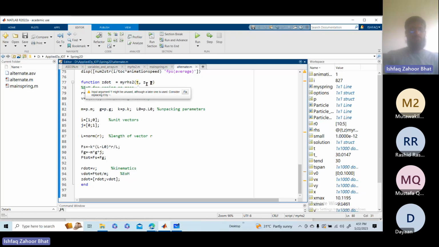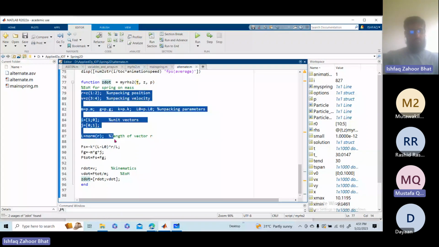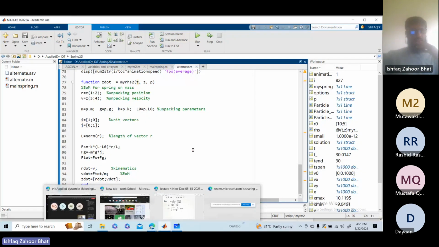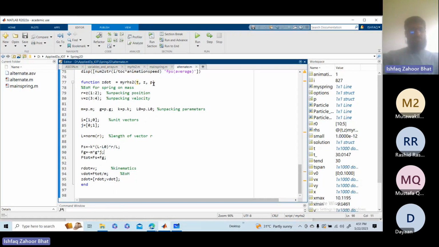So these are the three inputs to this function. Once I give these three inputs to my function, it will give me this z dot value. How it will give me this z dot value is what I have written here. What is parameter p? This parameter p stores the spring constant value, the mass of the ball, and the gravitational constant.